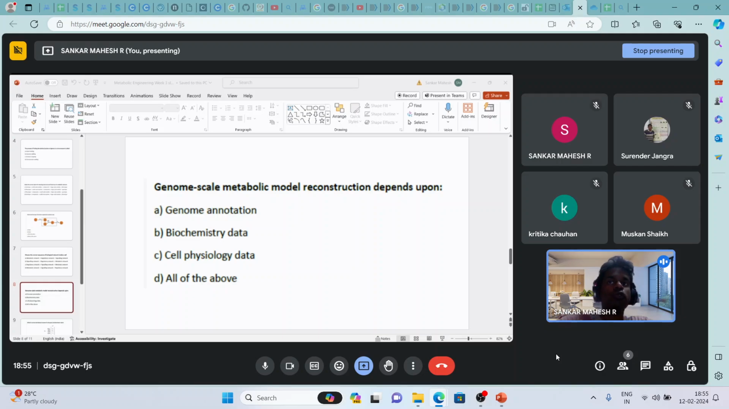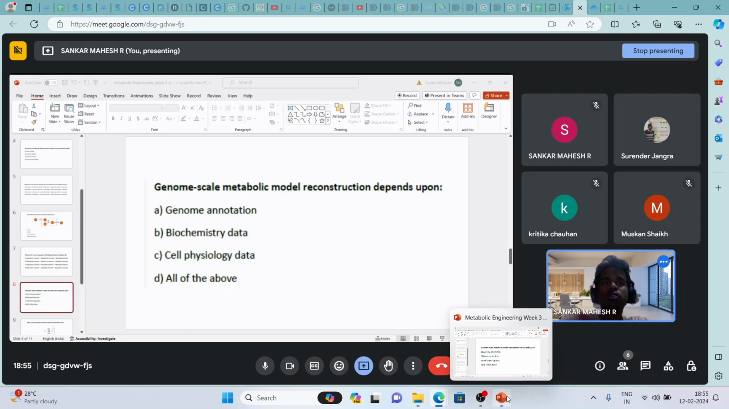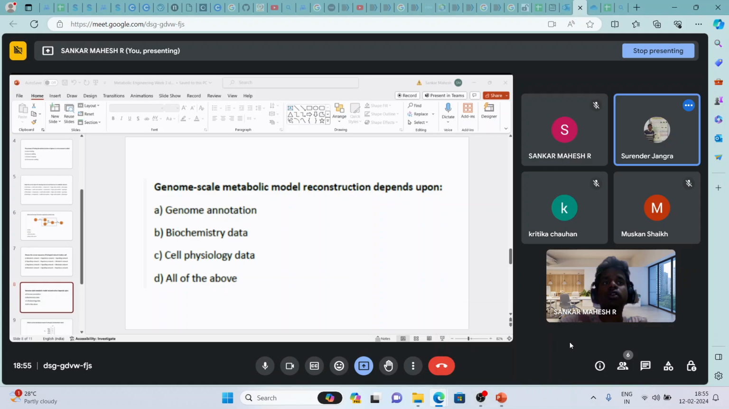Muskan, if you have an answer in your mind, you can share that here. Actually, sir, there is some network issue, not able to see your screen. Others, do you have any issues? Surendra or Kritika? No, I can see. Okay, Muskan, if that's the case, you can have your mic on. I can read out the question. You can just think and let us know what you think is the right answer. Sir, let me join again.